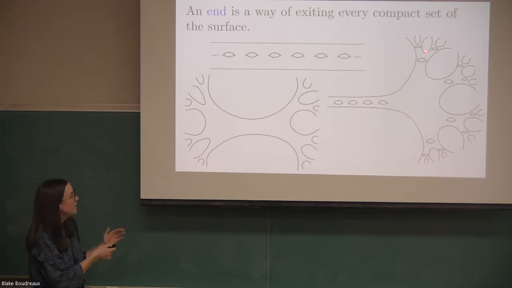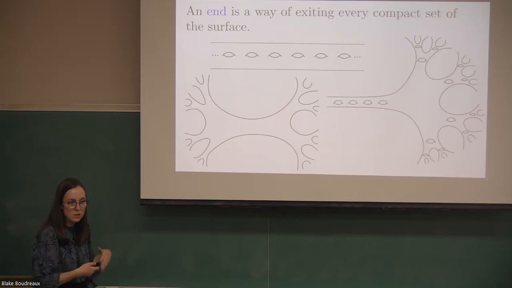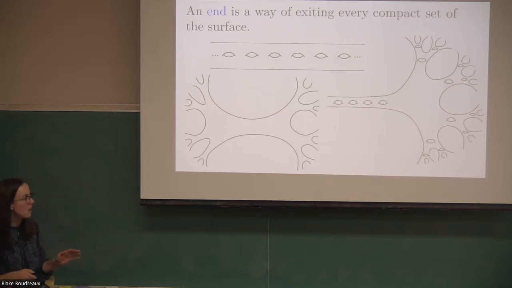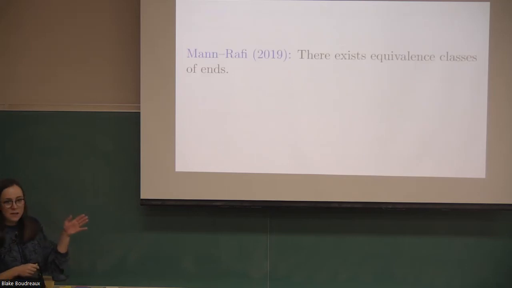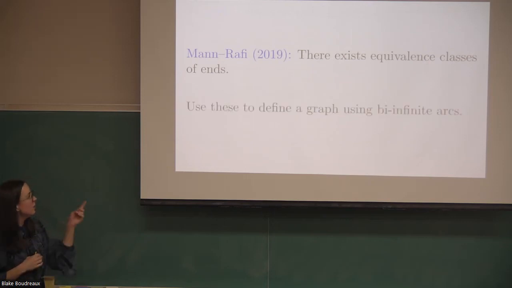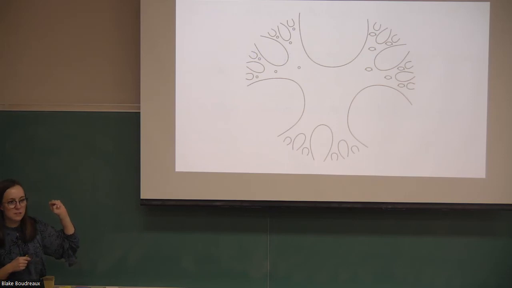So here we have a Cantor tree. We decided at every fork in the road, we're going to put a genus there. But then we're also going to glue on another end over here with infinitely many genus. So ends that have an infinite amount of genus, we call those ends accumulated by genus. Everything else we call a planar end. So work of Mann and Raffi was able to show that there exists equivalence classes of ends. And so what Assaf and I thought is we're going to define a graph using bi-infinite arcs and this equivalence class definition.